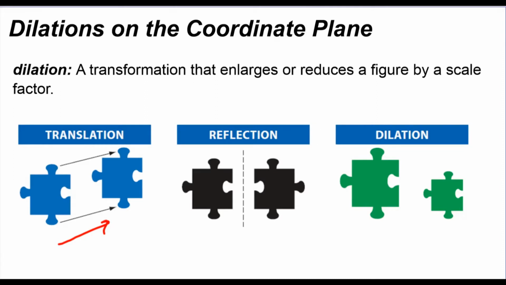That was a slide where we just moved the shape from one place to the other. A reflection was a flip over a line of reflection. Again, the size stayed the same. But now we have a dilation where you can see that an image is going to be either enlarged or reduced in size. So how do we perform a dilation on the coordinate plane? We're going to use what's called a scale factor, and we're going to call that scale factor K.